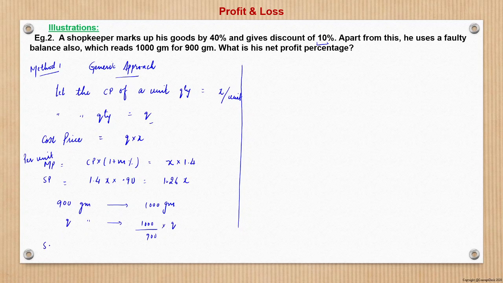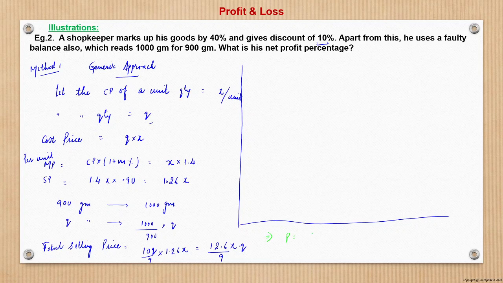So the total selling price is this quantity Q dash, which is nothing but 10Q by 9 into the selling price per unit, which is 1.26x, right? This is the total selling price, which is 12.6x into Q by 9. And what is the cost price? Cost price is Qx.